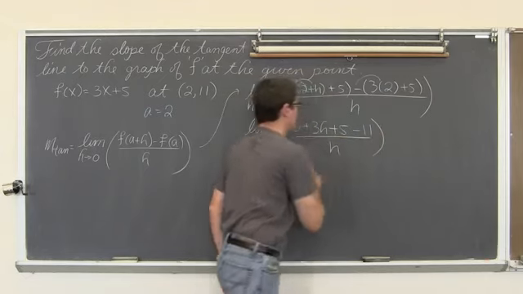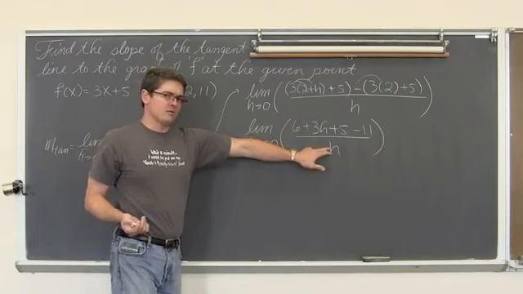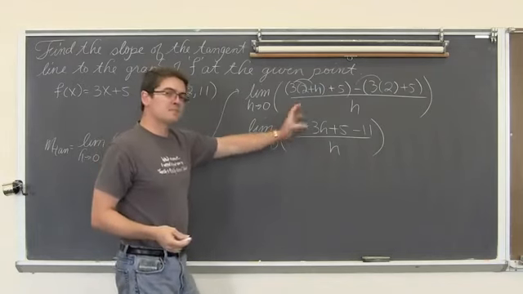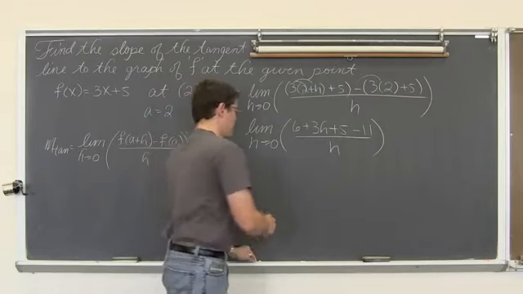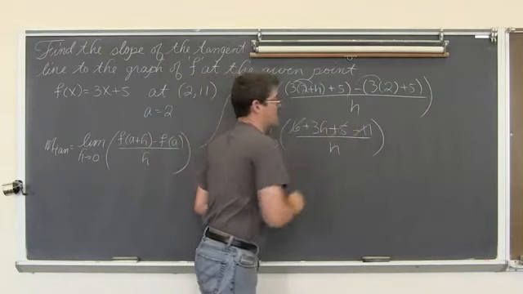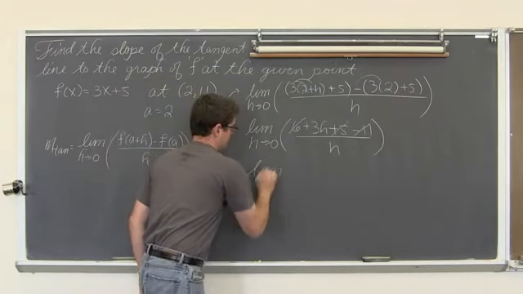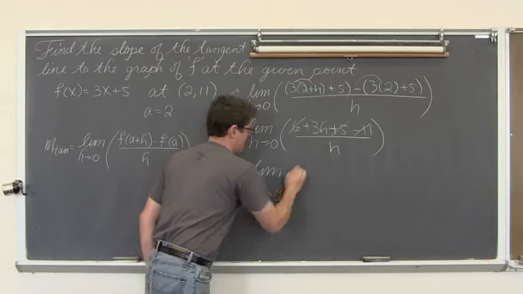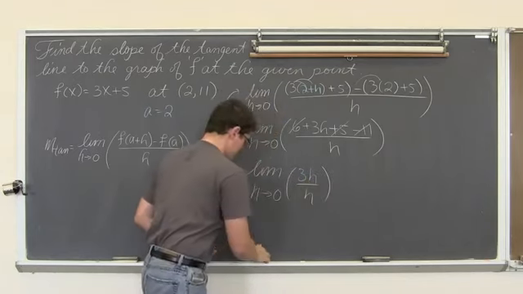over h. I don't want to try and apply the limit when it's going to come out to be undefined. So keep simplifying this stuff out. 6 plus 5 is 11, and 11 minus 11 is 0. So all these constants are going to cancel out. We have the limit as h approaches 0 of 3h over h.